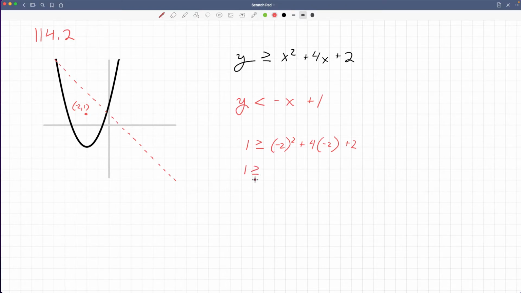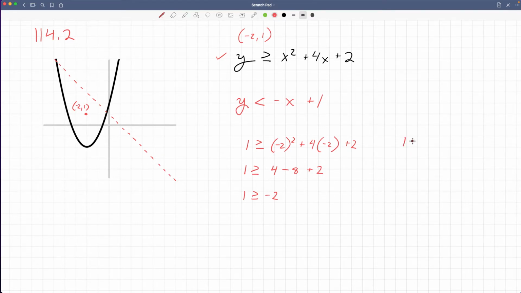1 is greater than or equal to, let's see, -2 squared is going to be a positive 4. That's going to be -8 plus 2. Positive and positive, that's 6 minus 8, so 1 is greater than -2. So this one is correct. So -2 and 1 makes this one correct. So let's try this one. Let's see if it makes it correct.